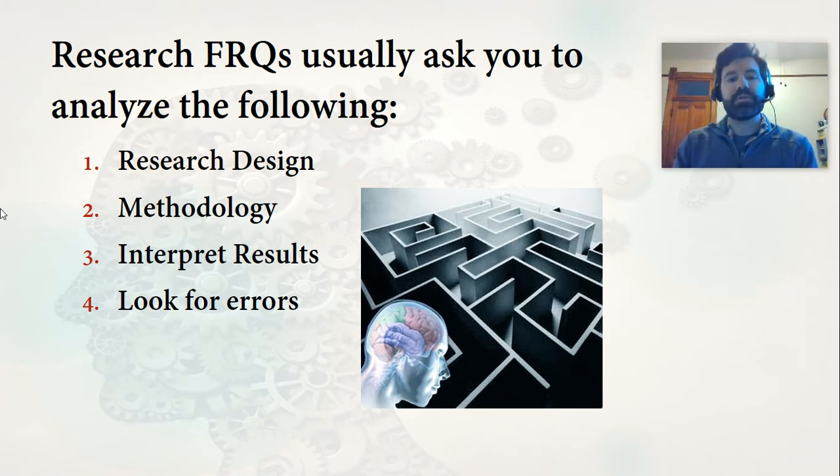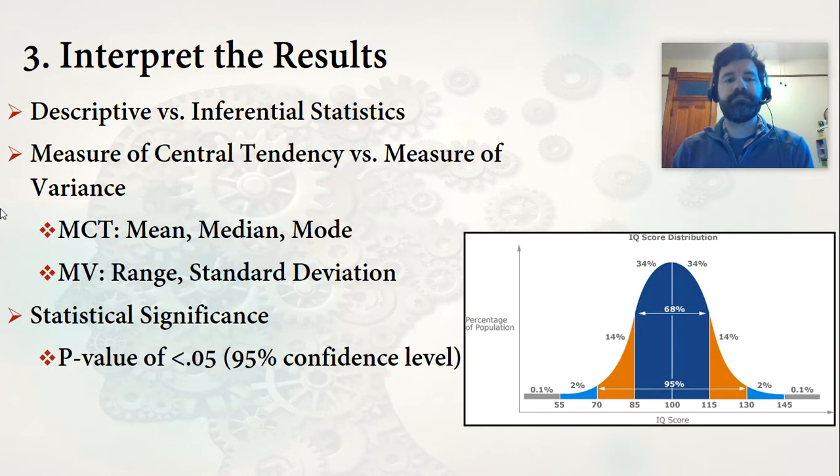So today, this part of the lecture is going to look at interpreting results and looking for errors in research. These are two common things that they ask on the FRQ. You won't see them every single time, and so it's possible they won't ask you to look for errors or something like that. But I've seen enough FRQs to know that you should be aware of both of these things as you prepare for the AP exam. So first, let's look at interpreting results.